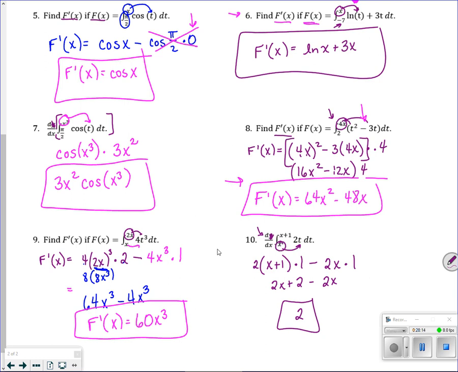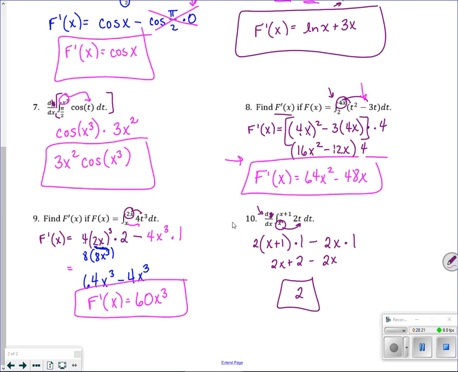People just don't know when to use it. When do you use second fundamental theorem? When the question asks you for the derivative of an integral. That's when you need to think second fundamental theorem.